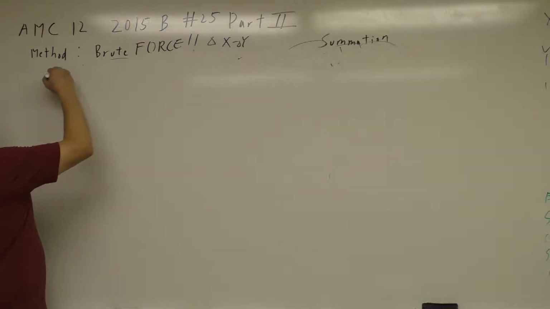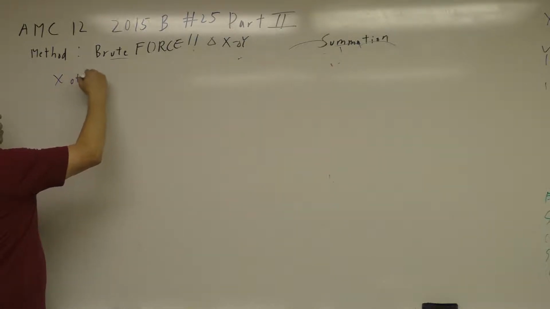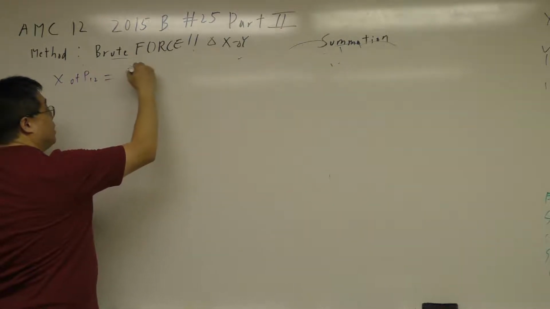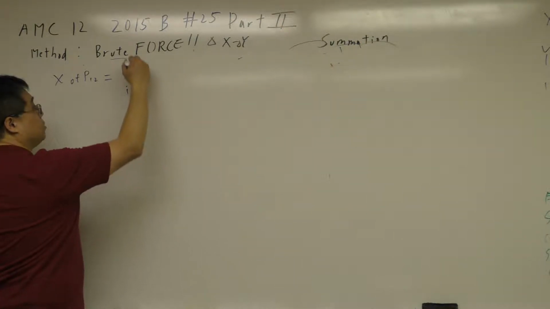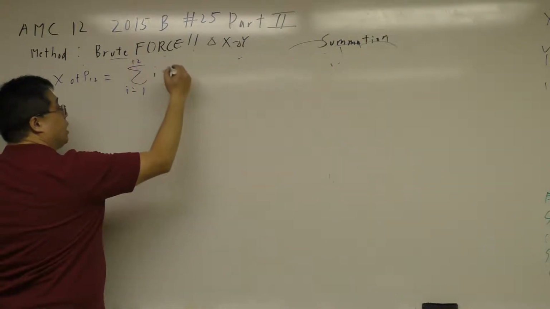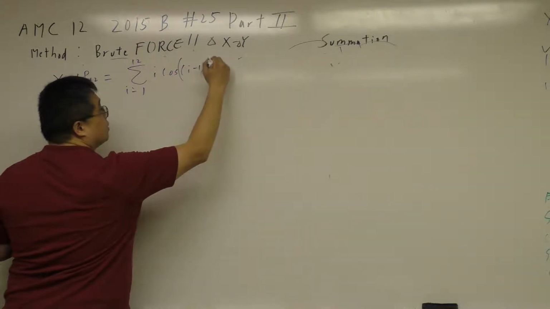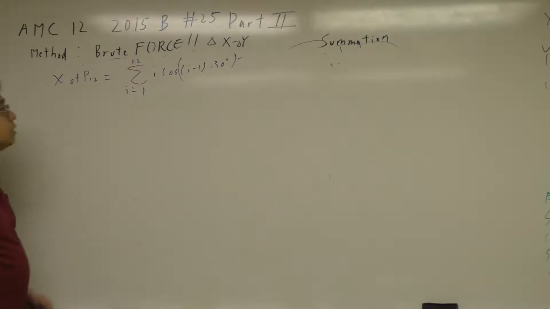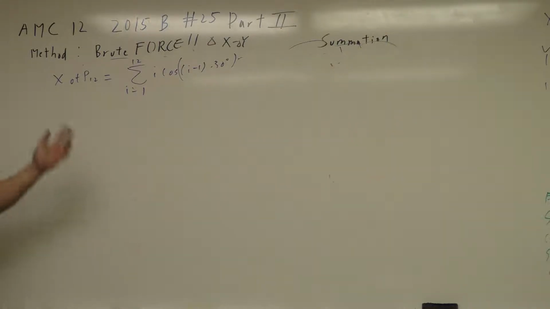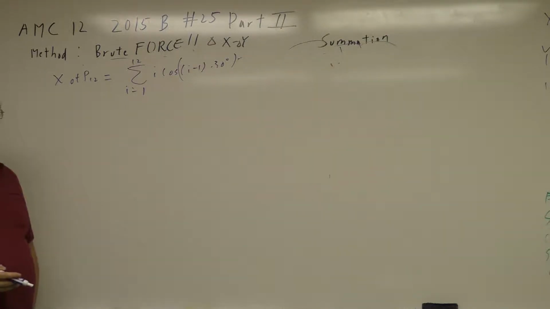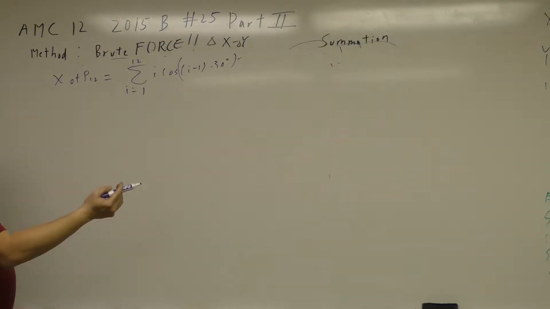The x coordinate of P12 can be written as the summation of i equals 1 to 12 of i times cosine of (i minus 1) times 30 degrees. So I used the summation symbol to explain it, but if I write the whole thing out, this is how it looks.